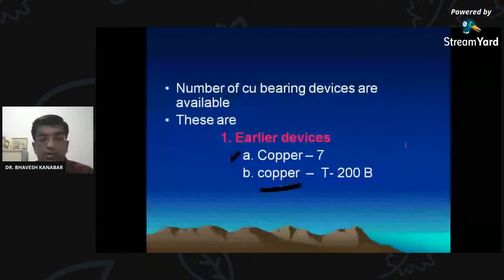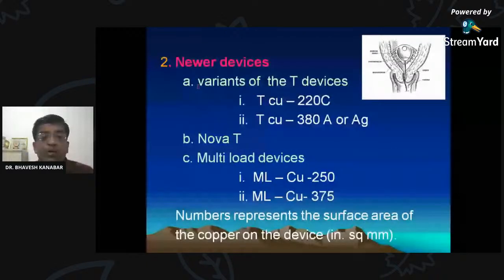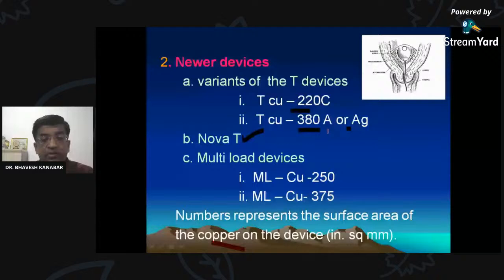Newer devices are variants of T devices. They contain TCu 220C, 380A or AG. Then Nova T and multi-load devices. There are two types of multi-load. ML is multi-load: Multi-load Copper 250 and Multi-load Copper 375. This number represents the surface area of the copper on the device in square millimeters. Remember this, it can be asked in your MCQ. This copper number represents the total surface area, in square millimeters.